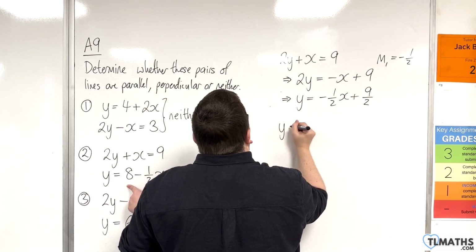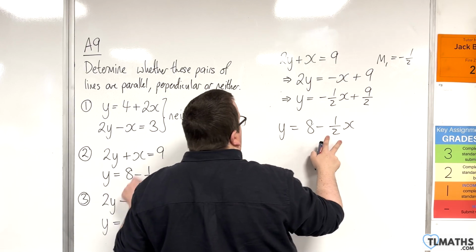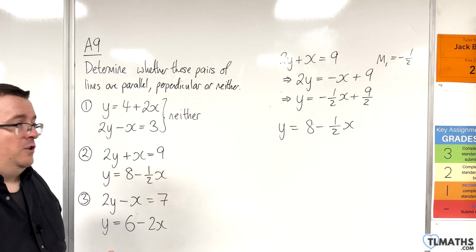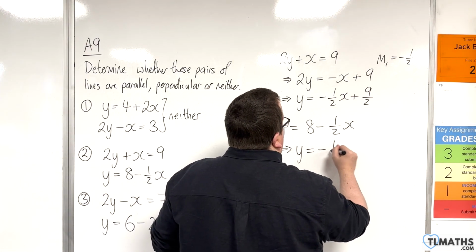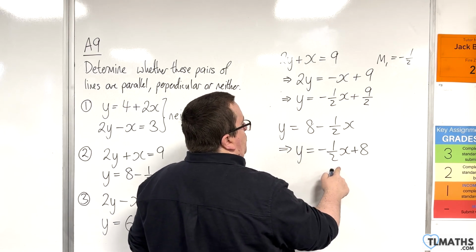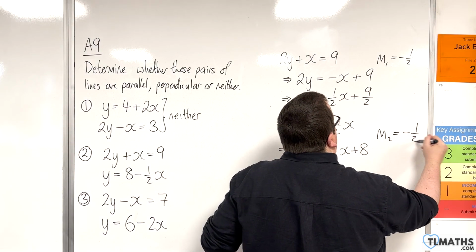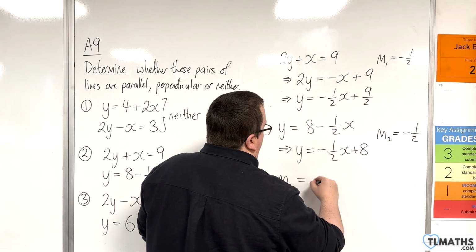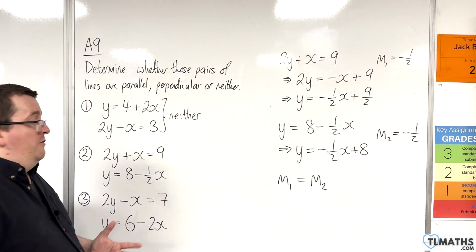For the second line, y equals 8 take away 1/2 x, you can easily spot that -1/2 is going to be the gradient. If you prefer, you can write it in this format. So it is in the form y equals mx plus c. And so M1 is equal to M2. So that means that they are parallel.